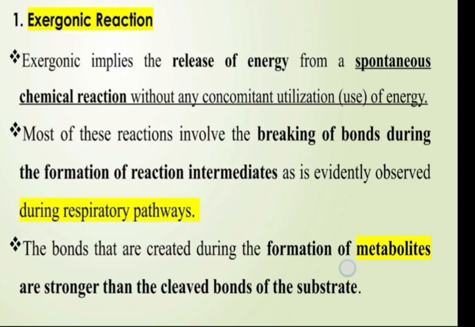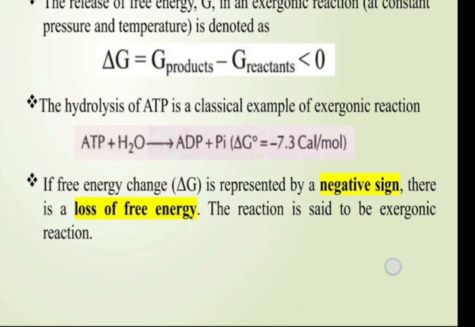The bonds that are created during the formation of metabolites are stronger than the cleaved bonds of the substrate. The release of free energy, that is G, in an exergonic reaction is denoted as the following equation. Delta G equals G product minus G reactants, which is lesser than zero. The hydrolysis of ATP is a classical example of exergonic reaction. That is ATP plus water molecule gives ADP plus Pi.